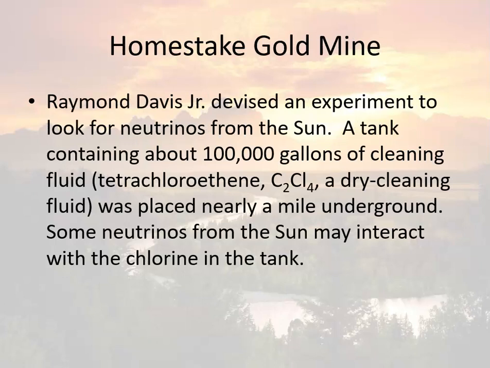So how are we to detect these things? Here's what was done by a physicist named Raymond Davis. He devised an experiment to look for solar neutrinos. He made a tank containing 100,000 gallons of cleaning fluid that is carbon, I've heard it said as carbon tetrachloride, but tetrachloroethene if you prefer. This chlorine atom actually can interact with the weak nuclear force via a neutrino.